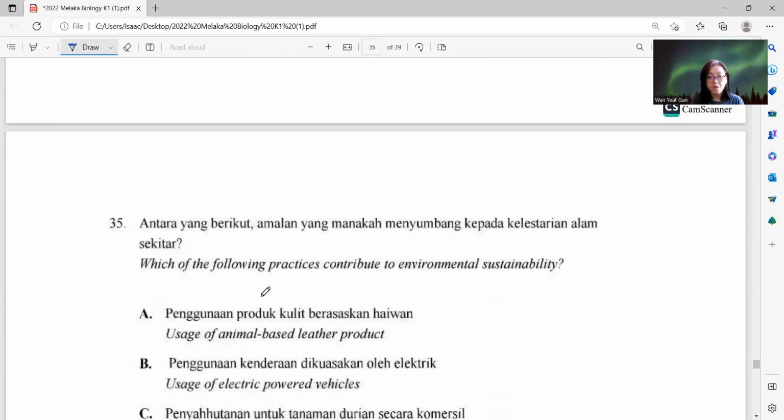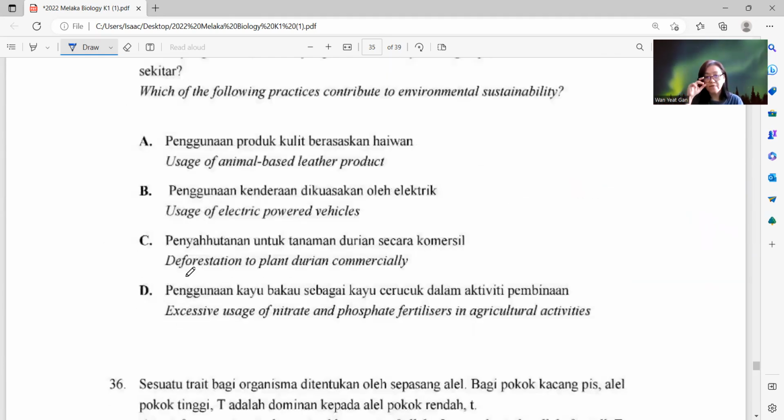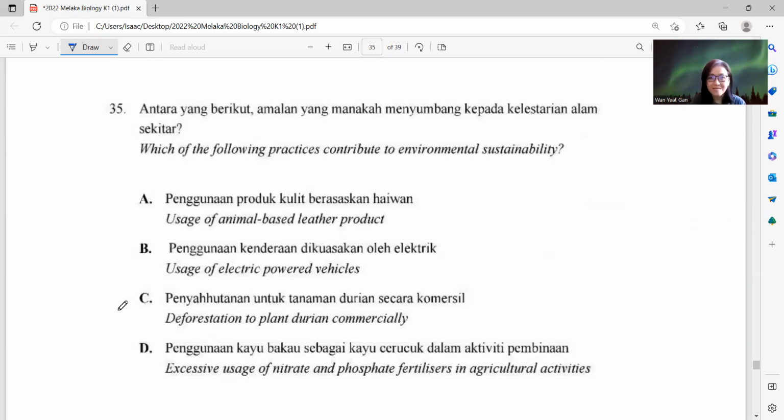Okay, 35. Which of the following practices contribute to environmental sustainability? Okay, so environmental sustainability. So we want to contribute to a balanced environment and sustainable. So usage of leather product, of course, no. Usage of electric power vehicles, yes. So we don't have to use fossil fuel anymore. Deforestation, no. Excessive usage of nitrate, no.